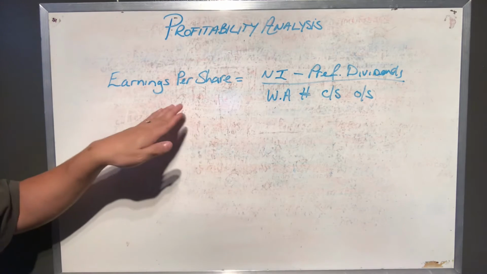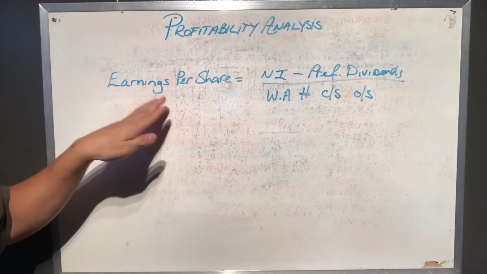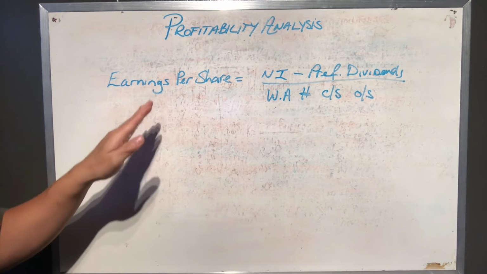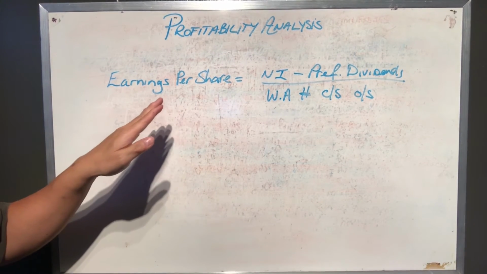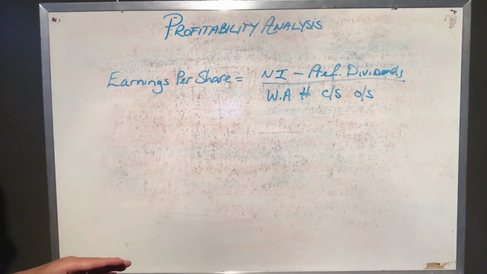So this is one of the most widely quoted statistics for publicly traded companies, and it allows shareholders to relate earnings to what they paid for a share to the current price of a share.